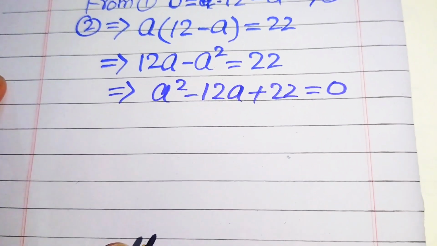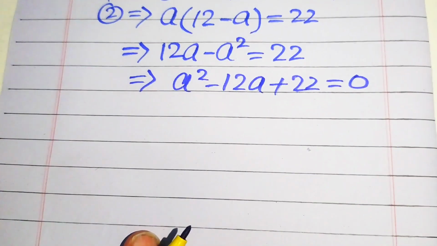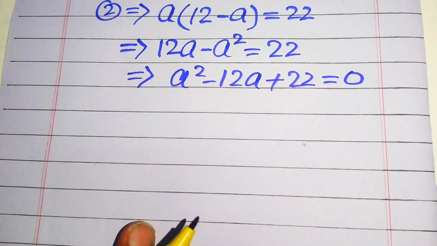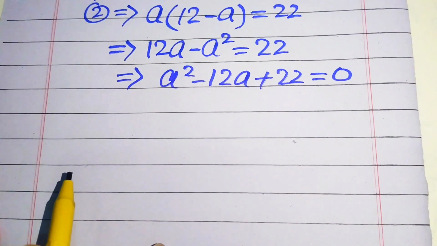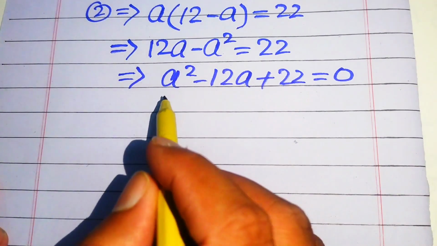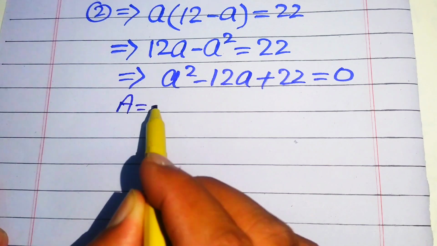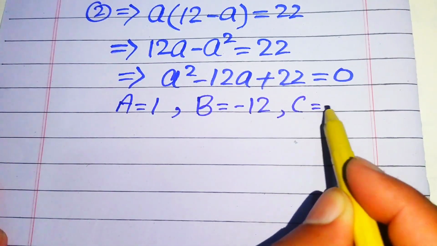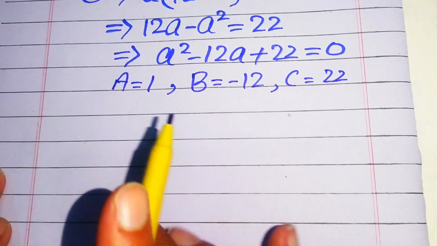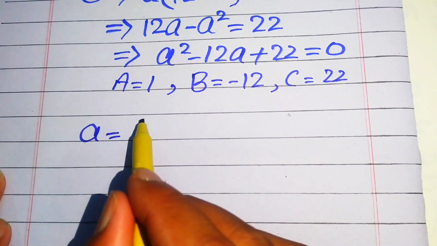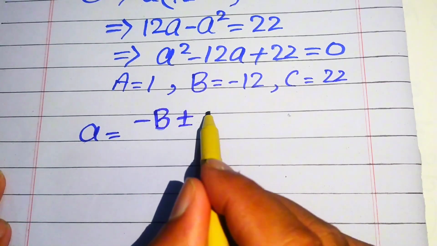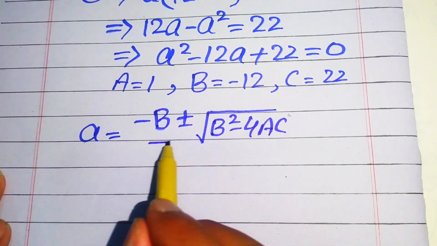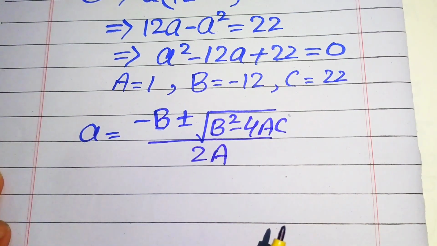Now we need to solve this quadratic equation, and we solve it by using the quadratic formula. If we use the quadratic formula, first we need to write the coefficients of this equation. Its coefficients are capital A equals 1, capital B equals minus 12, and capital C equals 22. And we know the quadratic formula, it is stated as a equals minus b plus minus square root of b square minus 4 times ac, divided by 2 times a.